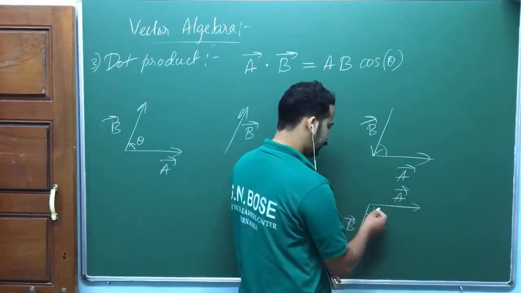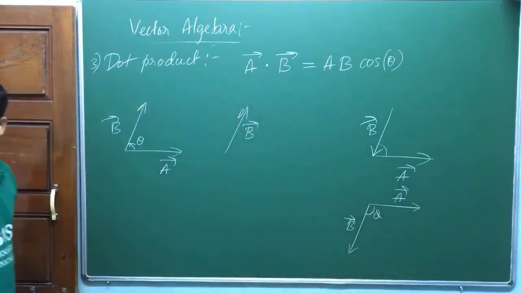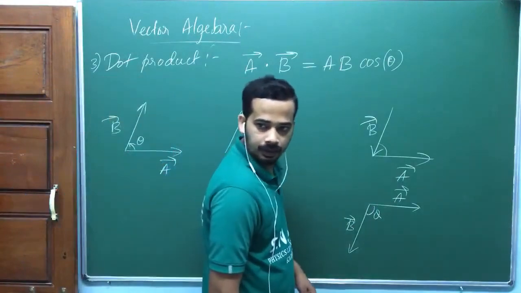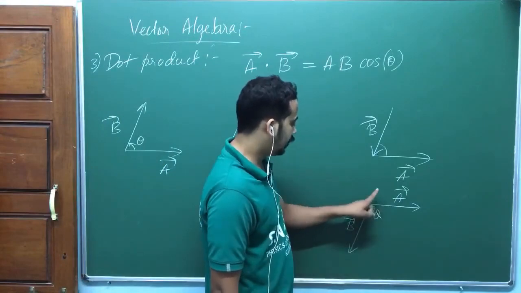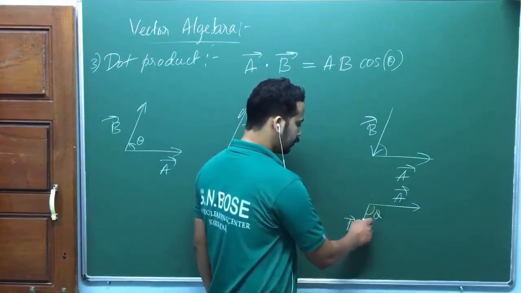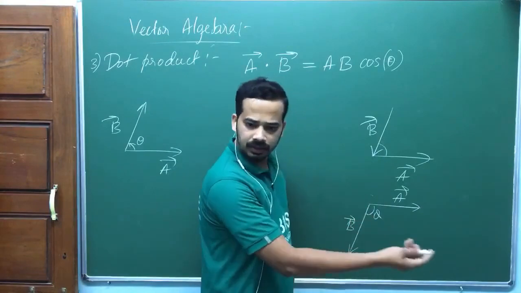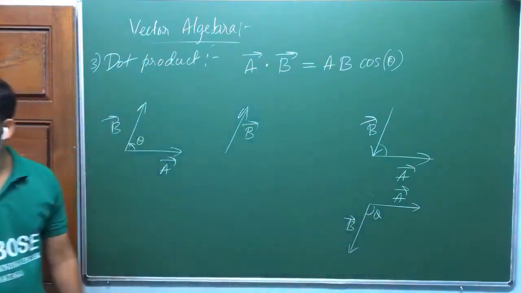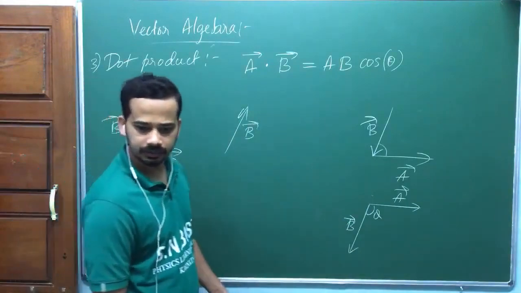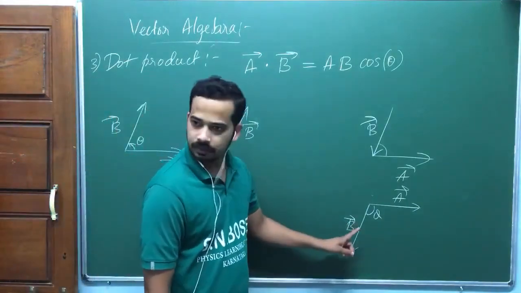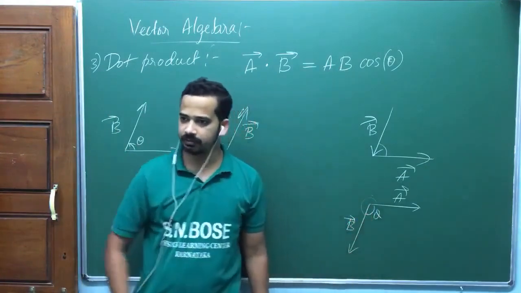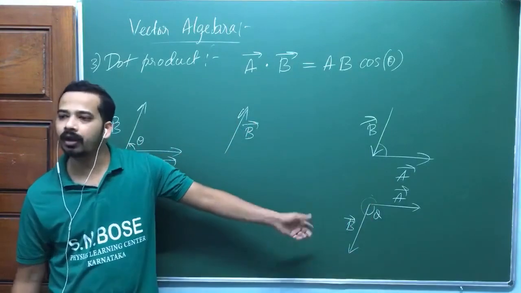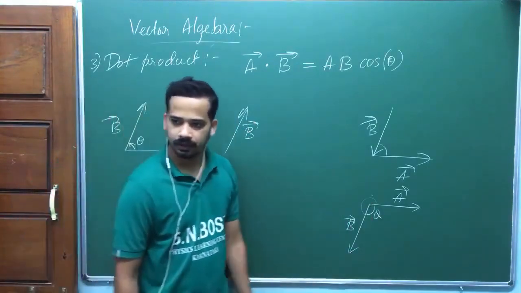Whatever, A to B or B to A, the angle is the same here. Again, cos of this would be 360 minus theta, am I right? Cos of 360 minus theta is cos theta only. It will give that one. If you wish to take this angle, that is 360 minus theta. Can I say like this? Cos of 360 minus theta is cos theta only. So it doesn't matter.